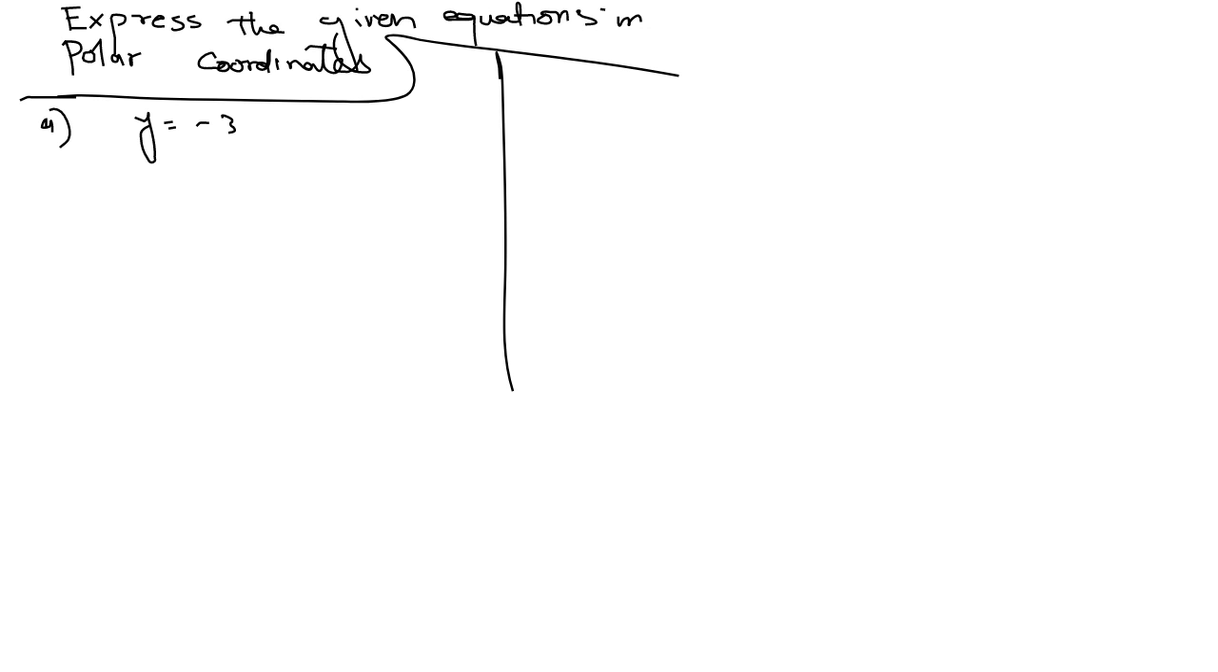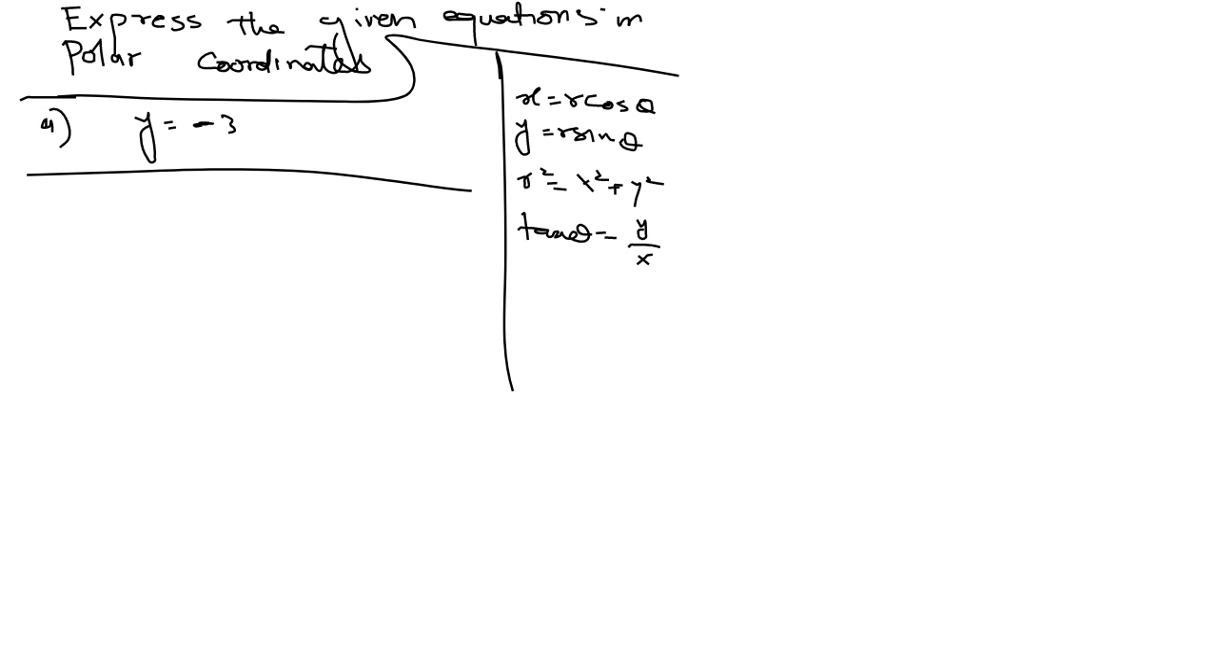You have to use these four formulas. x is equal to r cosine of theta, y is equal to r sine of theta, r square is equal to x square plus y square, and tangent of theta is equal to y over x. Okay, so how can I change this one into the polar form? Anybody can tell me? Sine of theta, yes. So y is equal to r sine of theta is equal to -3. That's it. So you change into the polar form.